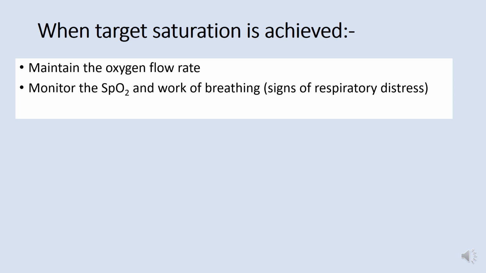By work of breathing, I also like to make it easy by letting you know that you are looking for signs of respiratory distress. Because if the work of breathing is high, the child is putting in a lot of work to breathe, the respiratory rate is high, they're using accessory muscles of respiration, they're having chest wall indrawing, they are cyanosed, meaning that their oxygen saturation is compromised. This is a child who needs oxygen. And so, even if you have achieved your target oxygen saturation, you maintain it at that. You maintain the flow rate at that level.